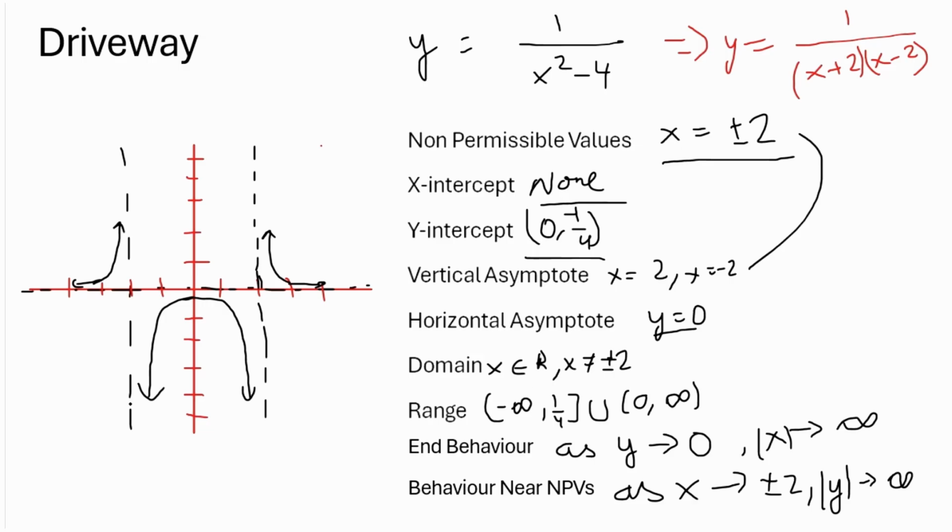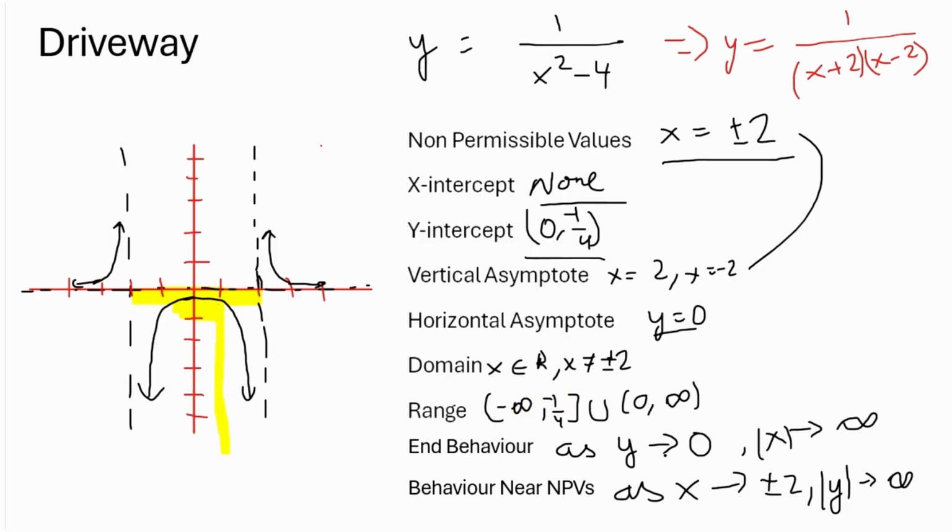Now the range is a bit different because you see there's a bit of a gap here between 0 and the first point. Okay, so our range is going to be negative infinity all the way up to negative 1/4, and then it's going to be 0 all the way up to infinity. Okay, so you use union notation.